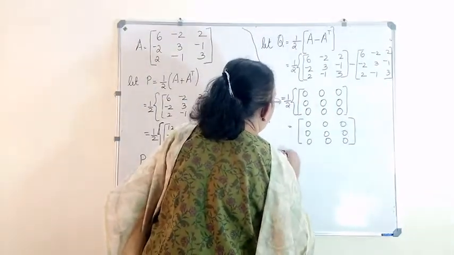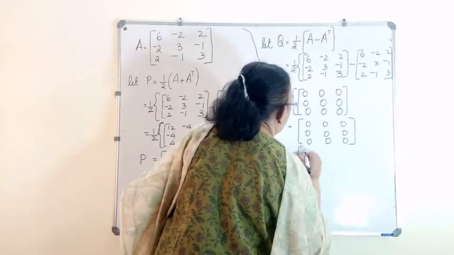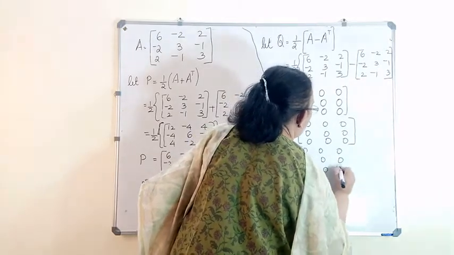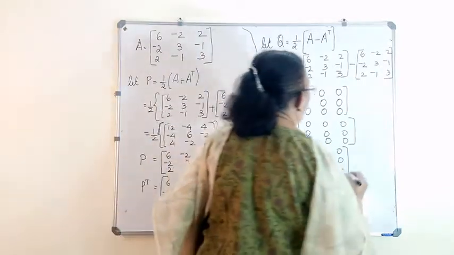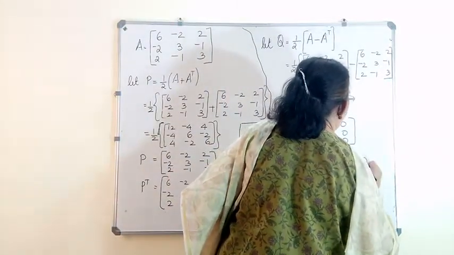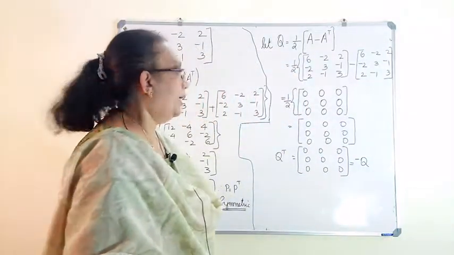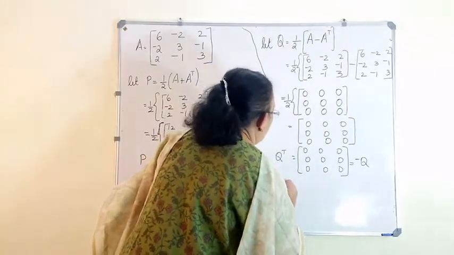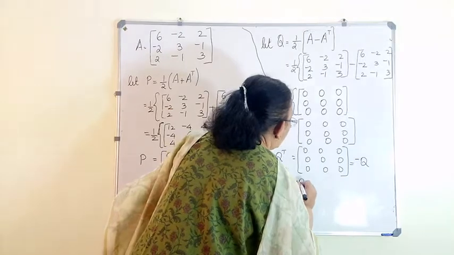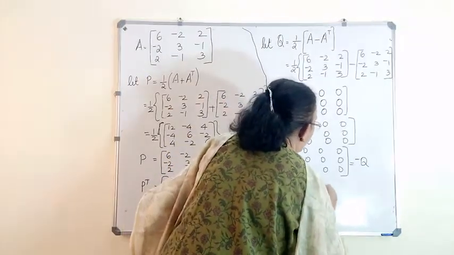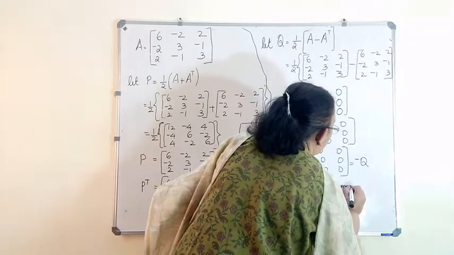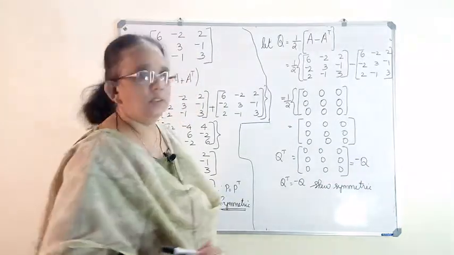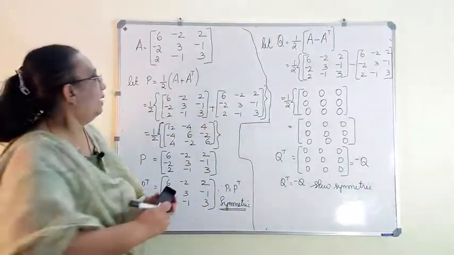Q transpose is equal to 0, 0, 0, 0, 0, 0, 0, 0, 0. And that is equal to minus Q, because 0 doesn't have a sign. Therefore, Q transpose is equal to minus Q. That means it is skew symmetric. Q transpose is equal to minus Q. It is skew symmetric. Now, we have to express it.